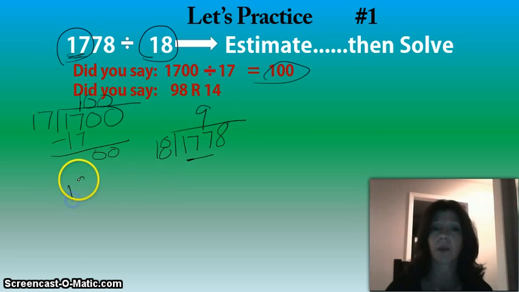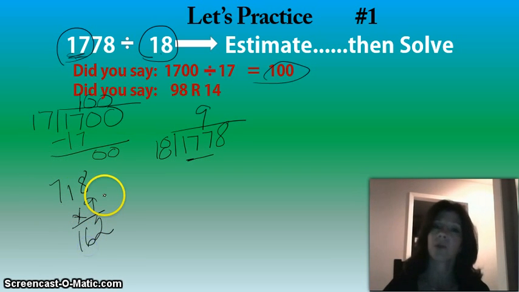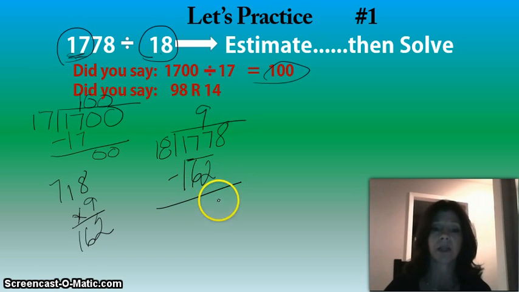So over here in my scrap paper, I'm going to multiply 18 times 9. I know that 9 times 8 is 72. 9 times 1 is 9, plus 7 is 16. So when I do that on my scrap paper, I can then bring 162 over here to subtract, because that's my next step. 7 minus 2 is 5. 7 minus 6 is 1. I've got one more number left to bring down, and that is 8.